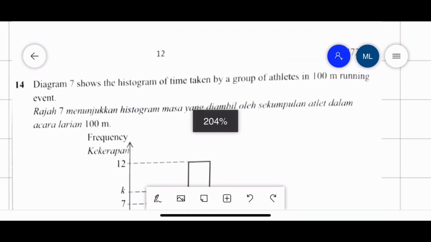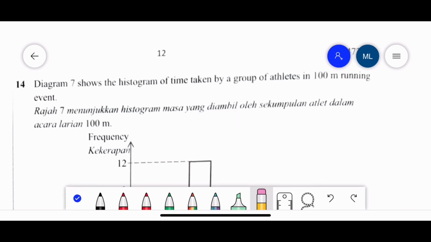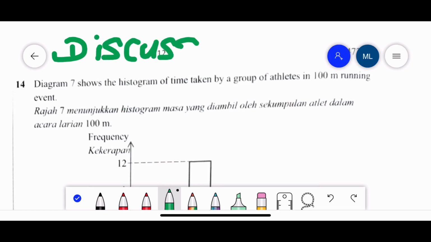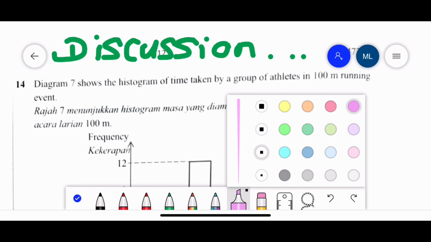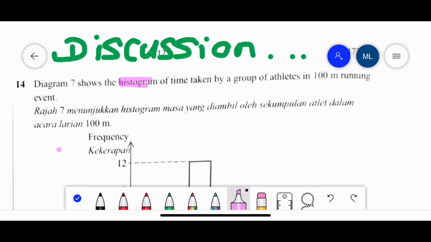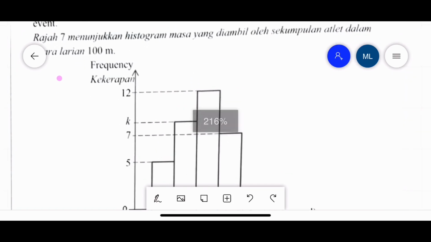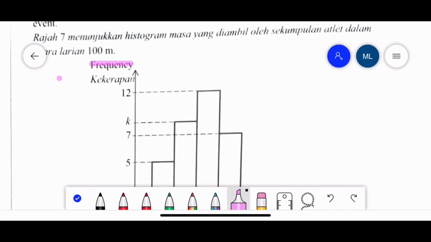Hi guys, let's go through the question first. Diagram 7 shows the histogram of time taken by a group of athletes in 100-meter running event. Okay, so you are given a histogram. So now let's highlight the keywords: histogram and 100-meter running event. So this is not about the marks, it's about the timing. So you are given the histogram with a frequency.